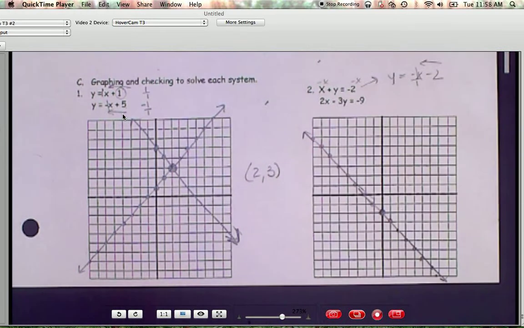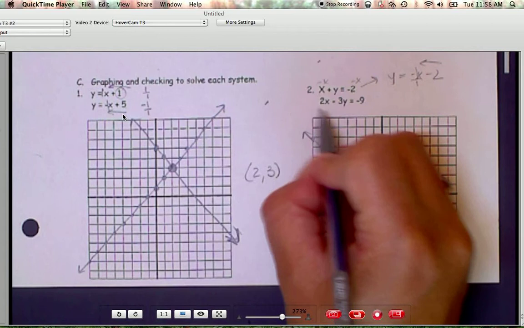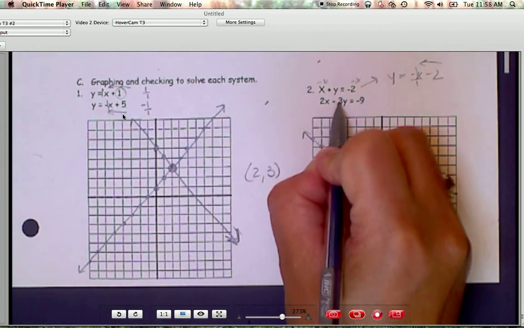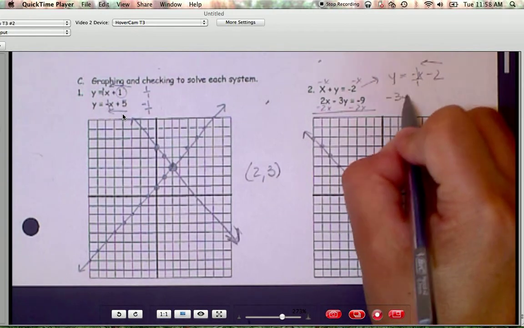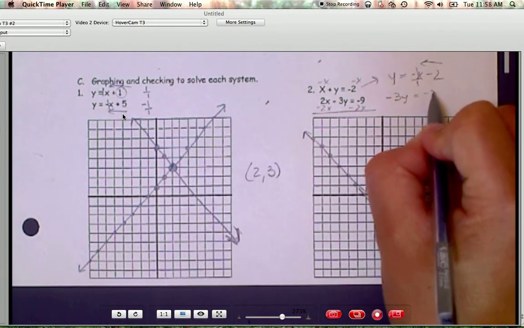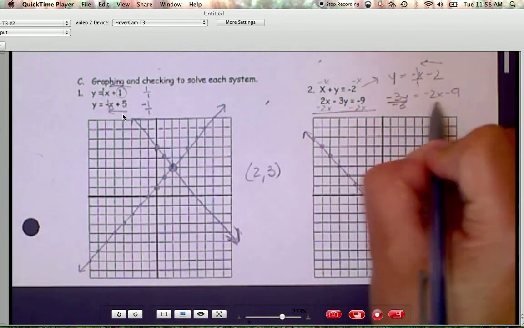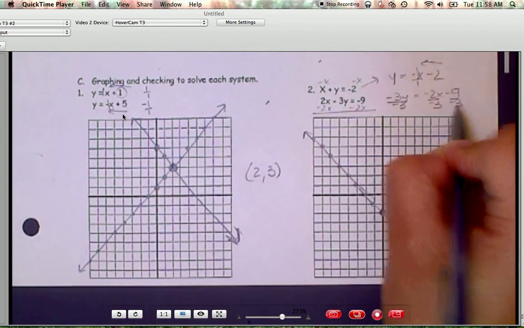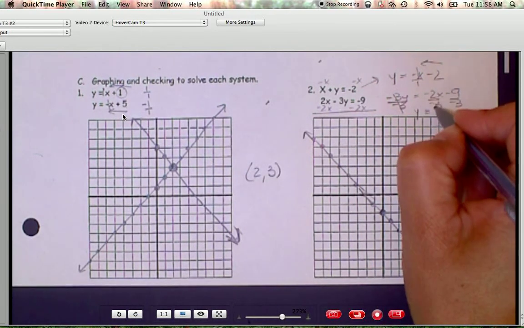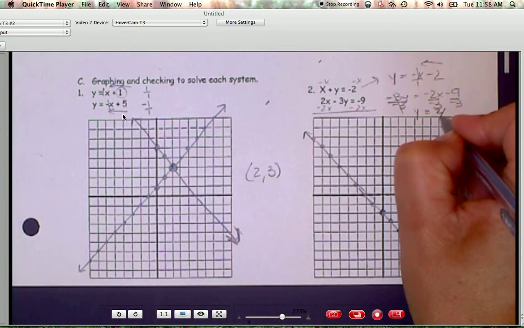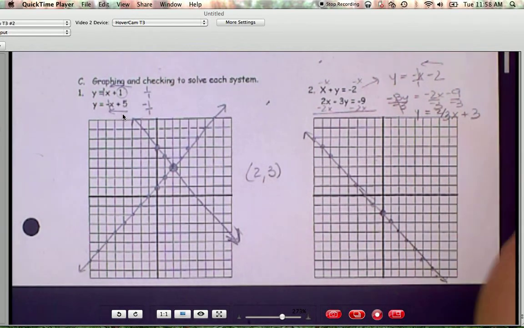Now, in the second one, we have to do even more work to solve for y. So we've got to move this 2x over and get rid of this -3. So we're going to subtract the 2x first. We get -3y equals -2x minus 9. Divide everything by -3. And we get y equals a negative divided by a negative makes that positive 2/3 x. Negative divided by a negative makes that positive 3.